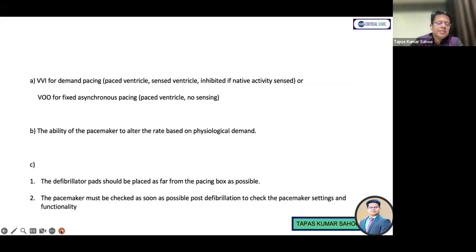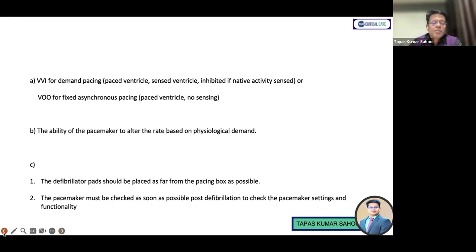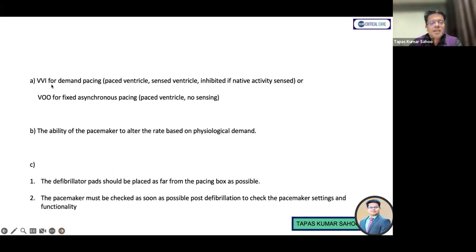Any answers to this question, or should I go ahead? In this question, I want to emphasize that for the pacemaker, you have to read and understand, because there would sometimes be a question, and this is a preferred domain in cardiology. So in the British Pacing and Electrophysiology Group code, the first 3 positions, VVI, mean paced ventricle, sense ventricle, and inhibited. VVI is for demand pacing.